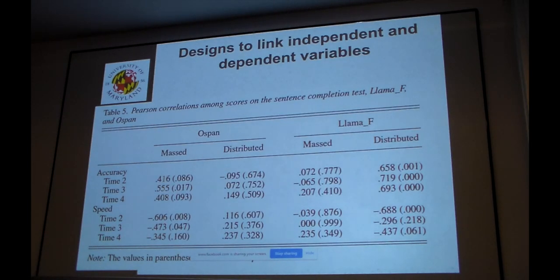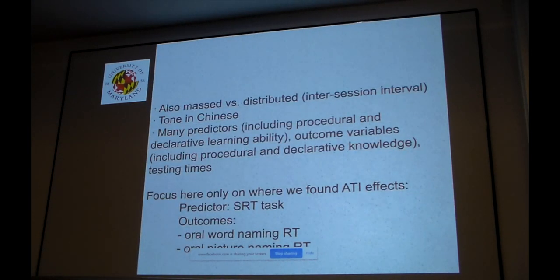What we see here is from Yuichi's work. I think I skipped the slide here, no? Well, OSPAN versus LLAMA F, predicting learning under massed versus distributed learning. You can easily see that for OSPAN, the prediction of learning under massed conditions is much stronger than for the prediction under distributed conditions, and for LLAMA F, which is a test of grammatical sensitivity, like MLAT 4, you see that the prediction is much stronger for distributed learning conditions than massed learning conditions.